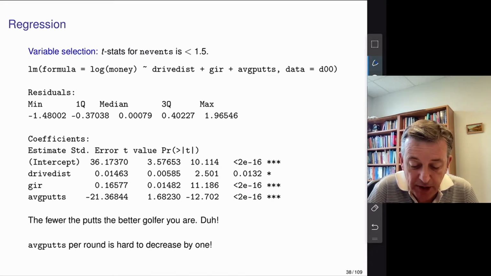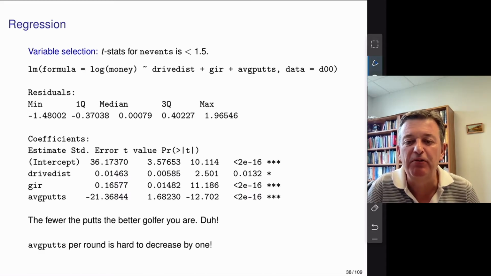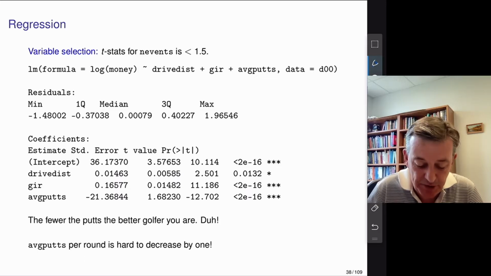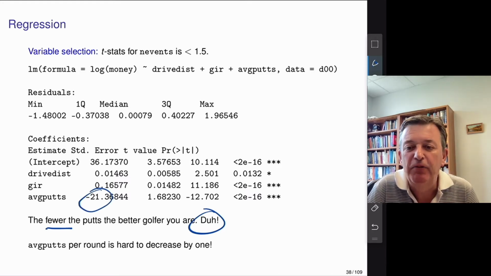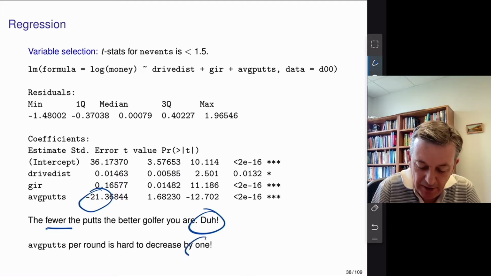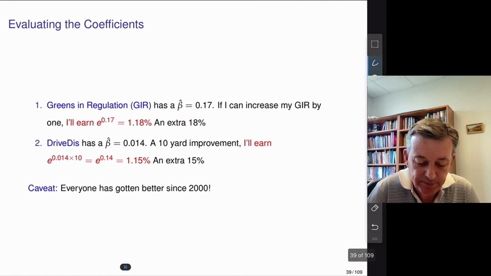I did a little bit of variable selection. I took out number of events. It doesn't really change the coefficients too much. And again, with some of these regression things, you're just empirically pattern matching in the data, so you're essentially repeating sometimes what should be obvious. So the fewer putts, the better golfer you are, is sort of a duh. But the coefficient is pretty large. If you can change your average putts by 1, that's going to be a dramatic change over the course of 4 rounds. And of course, it's not easy to be a good putter.